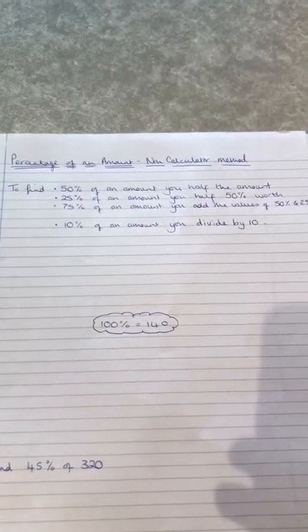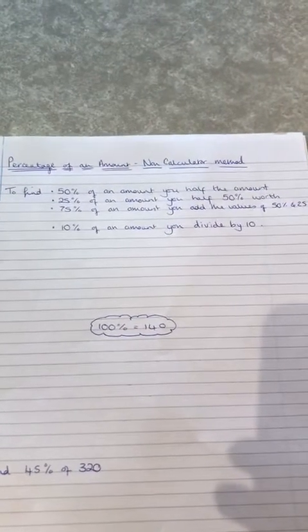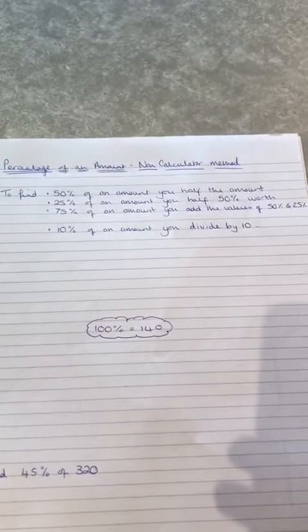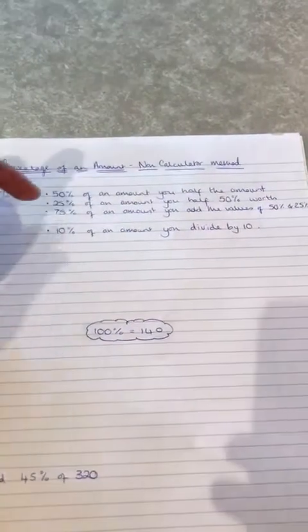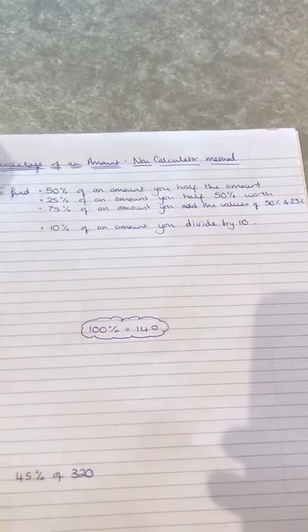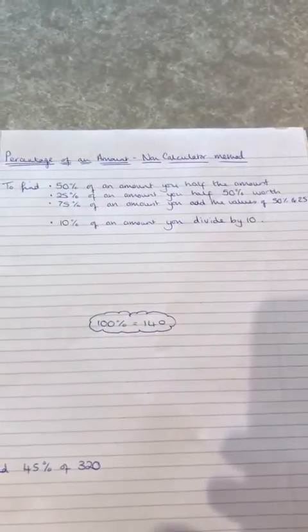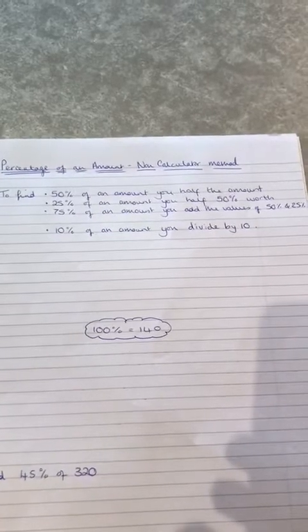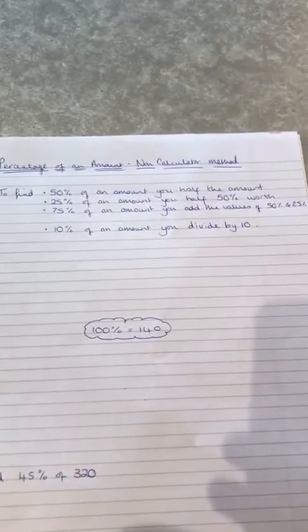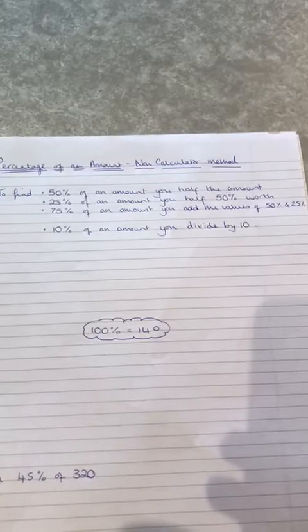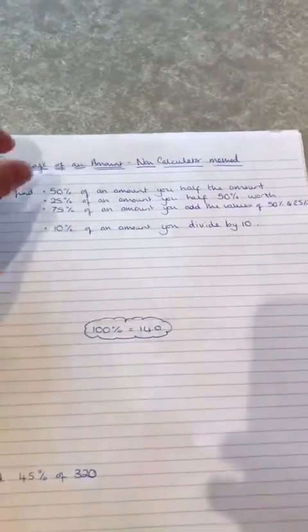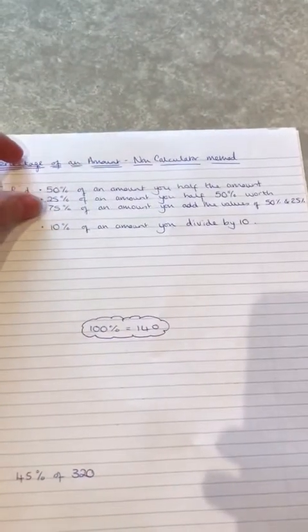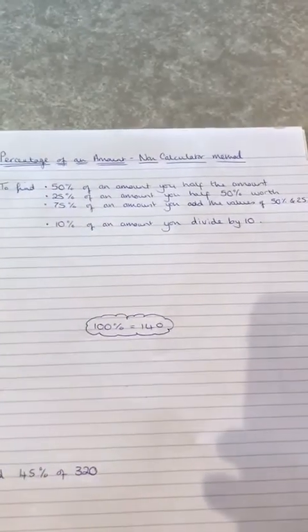If you want 25% of an amount, you half whatever 50% is worth, because obviously 25% is half of 50%. If you want to find 75% of an amount, then you just simply add the value or worth of 50% and 25% together, because obviously 50 plus 25 gives you 75.